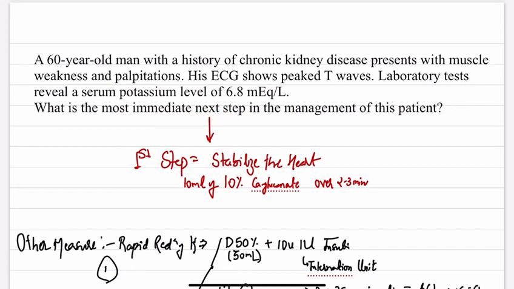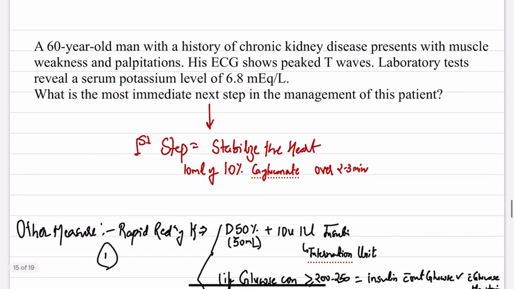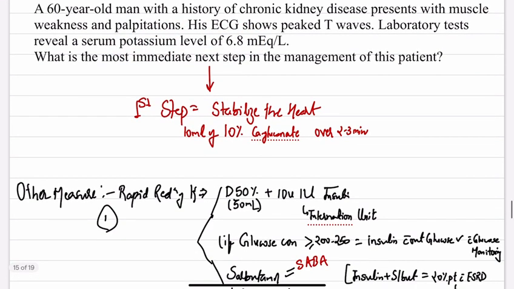So you see the CKD here. One of the complications of CKD is hyperkalemia. So what is the first step in these patients? First, you have to stabilize the heart, to stop arrhythmic activity. So you have to first give 10 ml of 10% calcium gluconate over 2 to 3 minutes, and you can repeat this dose.